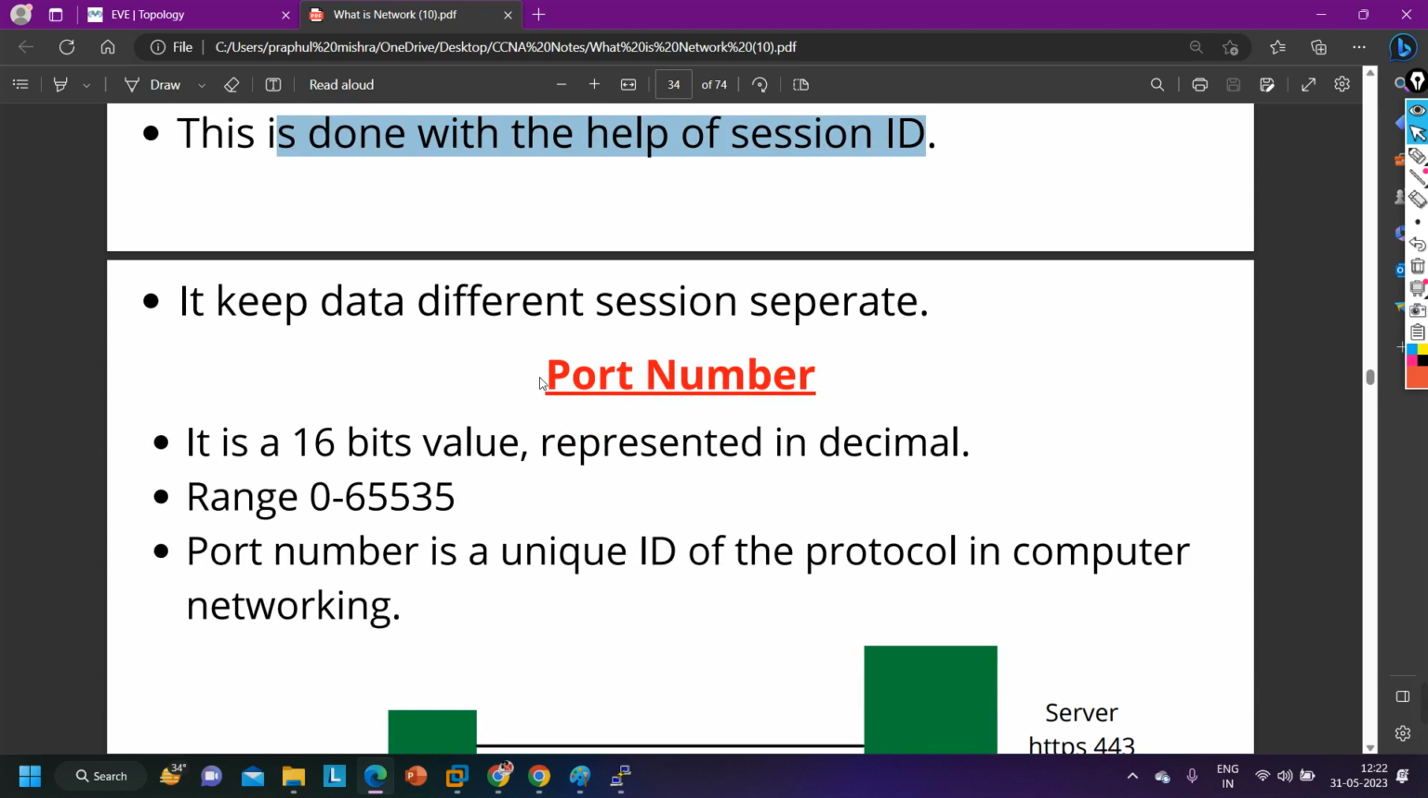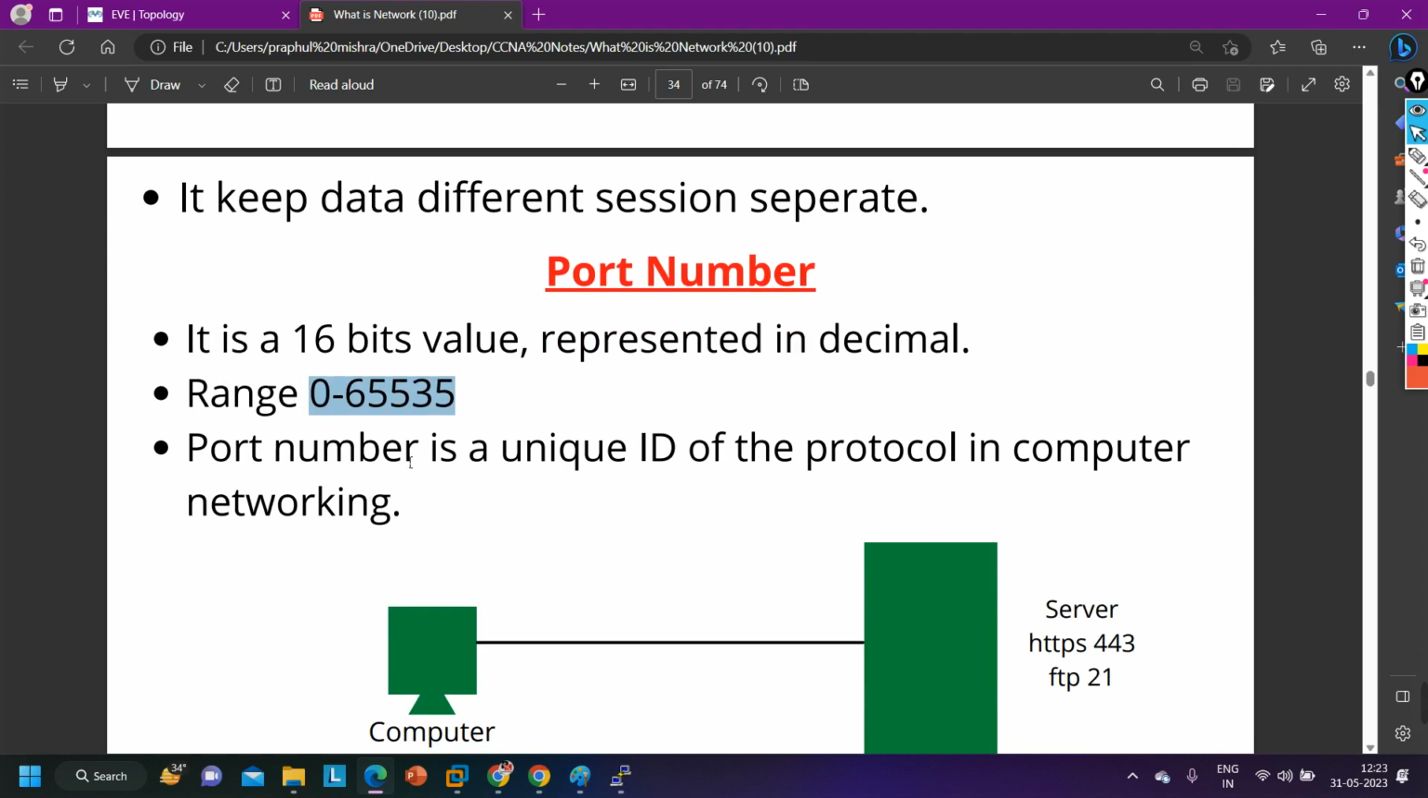Now the important topic is port number. What is a port number? Tell me how long an IP address is? 32 bits address. Like that, port number is also an address of 16 bits, represented in decimal. So the range will be 0 to 2 to the power 16, and 2 to the power 16 is 65536. So the range will be 0 to 65535.